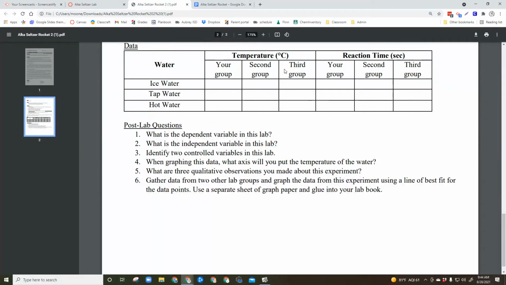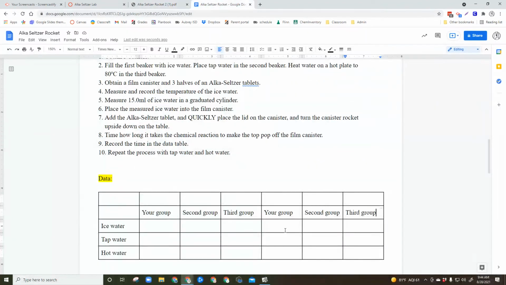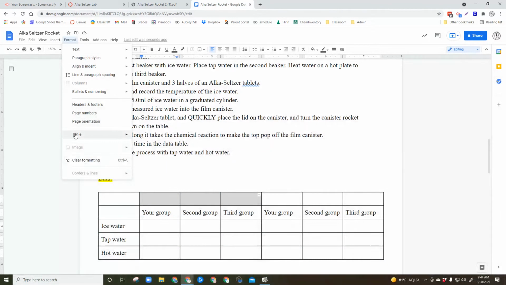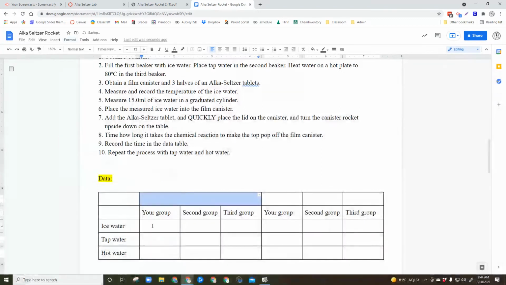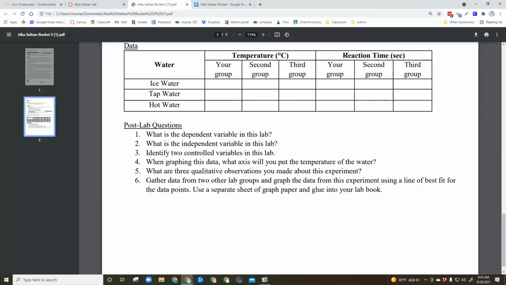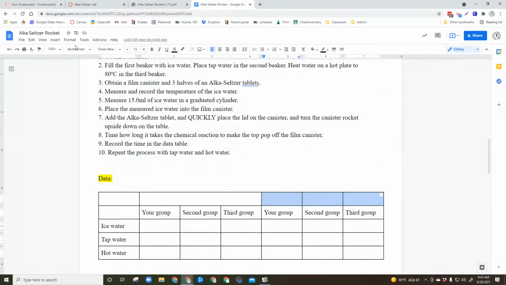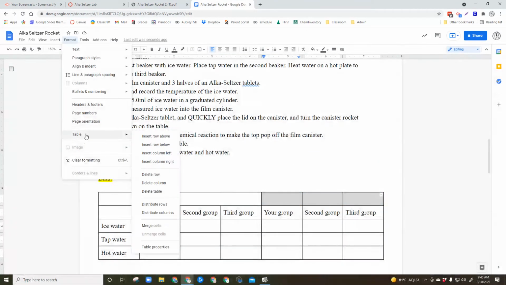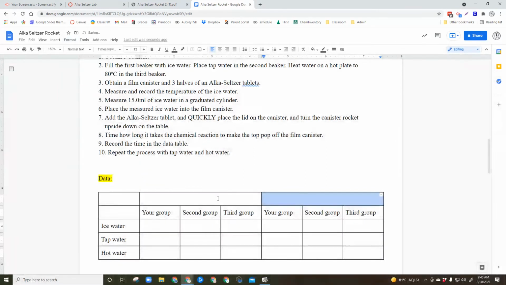Now it looks like these three columns have been merged. These three cells have been merged together to make one cell. So let me show you how to do that. So these three cells have been merged together. So you want to go to Format, Table, and merge these cells. So now it merged those together, and it looks like these three have been merged together. See right here for reaction time. So I want to go Format, Table, Merge for reaction time.